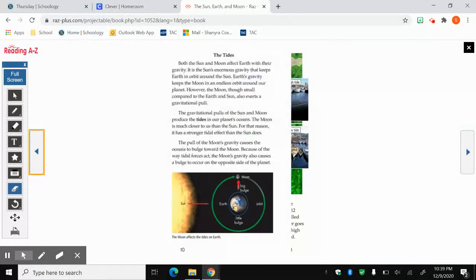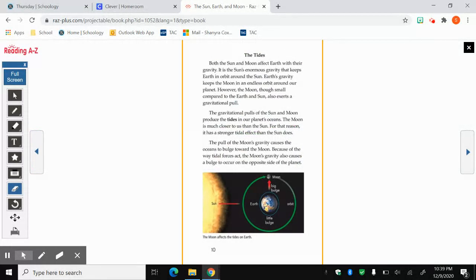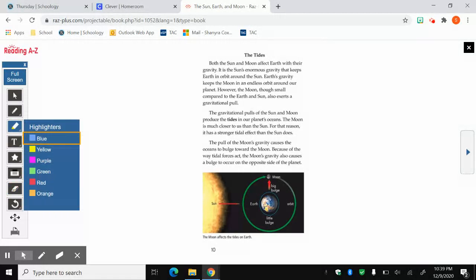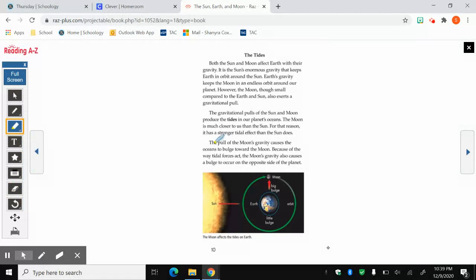Well, we can go back to page 10, and it talks about how the pull of the moon's gravity causes the oceans to bulge towards the moon. Because of the way tidal forces act, the moon's gravity also causes a bulge to occur on the opposite side of the planet. So how does the moon affect the tides? Through the gravitational pulls.